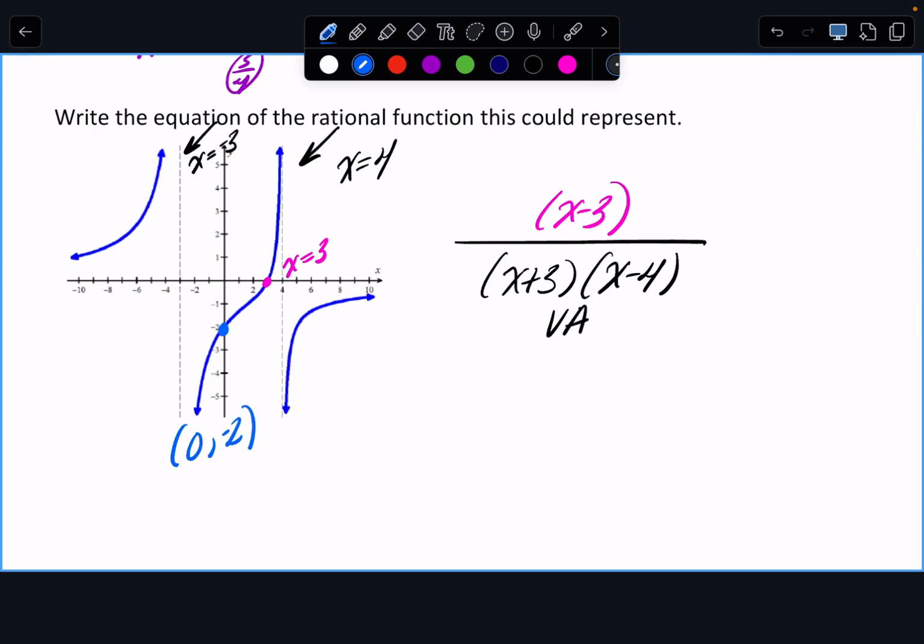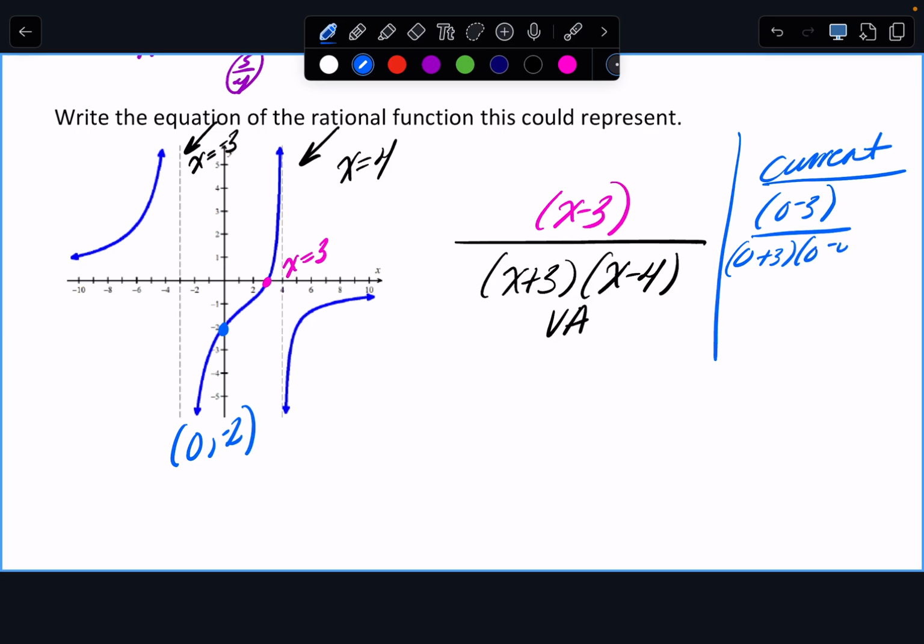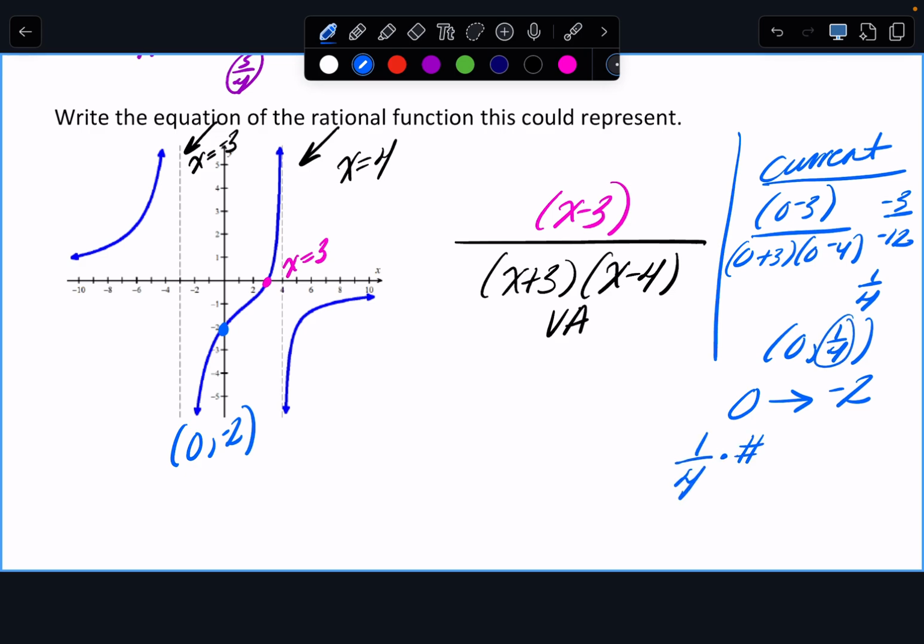So you would say, when I plug in 0, I need it to be -2. So you do the current thing. You say, well, when I plug in 0, what is it currently? That would be 0 minus 3 divided by 0 plus 3 times 0 minus 4, which is -3 over -12, which is 1/4. So right now, when I plug in 0, I get 1/4. When I plug in 0, I need it to be -2. So I'm going to take the current number, 1/4, and times it by a number to make it equal the -2 that I need it to be.